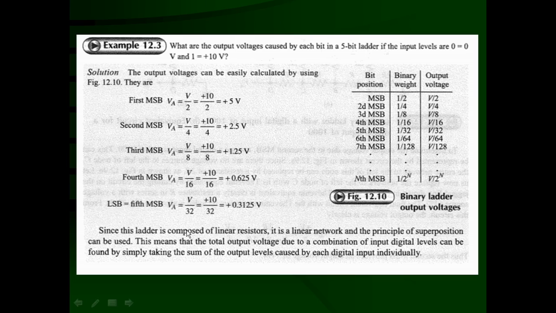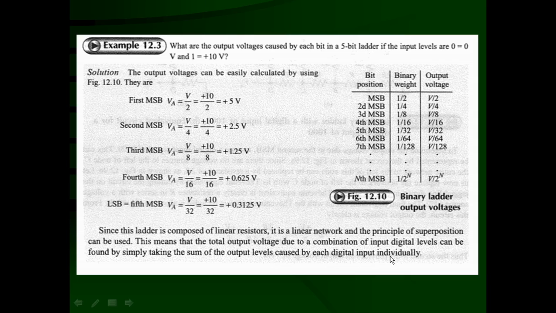Since this ladder is composed of linear resistors, it is a linear network, and the principle of superposition can be used. This means that the total output voltage due to the combination of the input digital levels can be found by simply taking the summation of the output levels caused by each digital input individually.